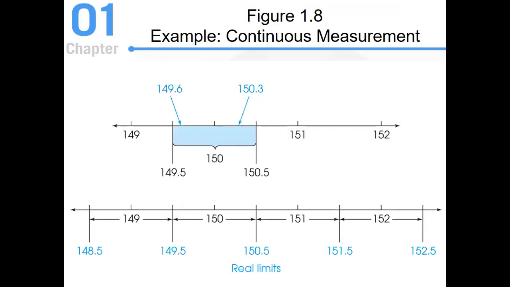Okay, continuous variables have real limits. So if somebody scores 150 on a test, we have to remember that that also encompasses anybody above 149.5 because they're rounded up, and anybody scoring 150.5 and below, they're rounded down. 150 encompasses individuals who fell between these limits. These are known as the real limits of an interval when we're talking about continuous measurement.